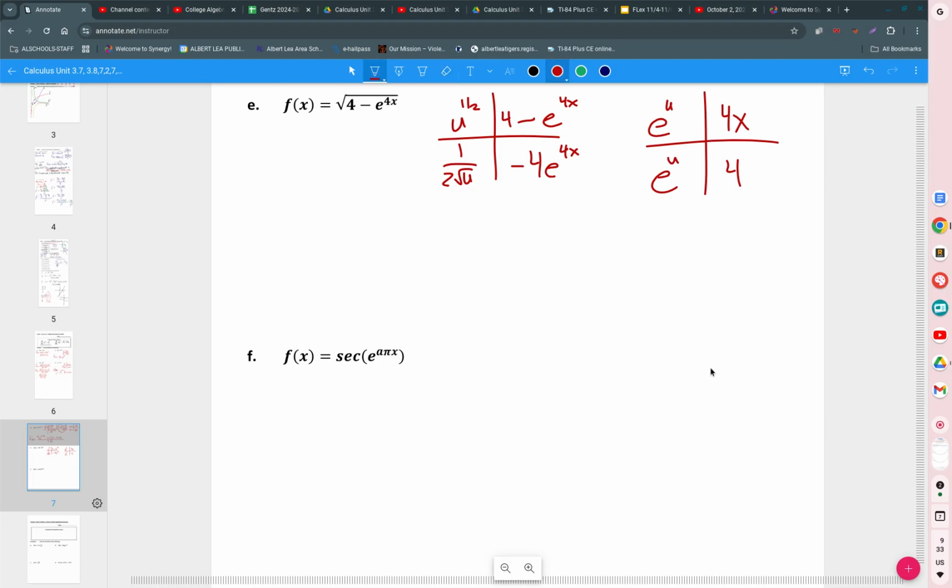So now I multiply these together. Do you see something that will reduce? The 4 and the 2, so I'll just get a negative 2e to the 4x in the numerator. And then in the denominator, I have the root of 4 minus e to the 4x. Boom.